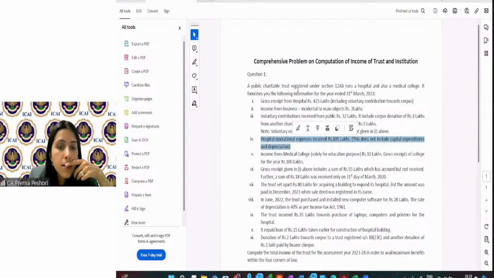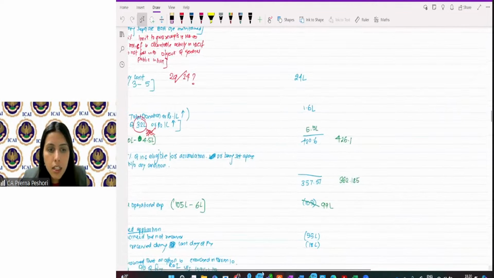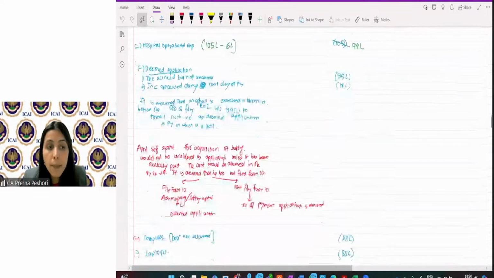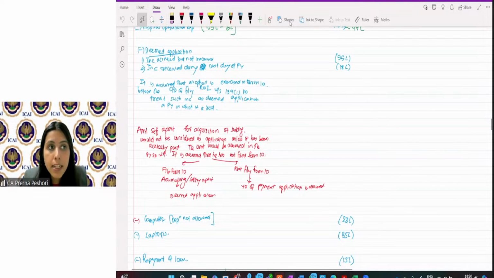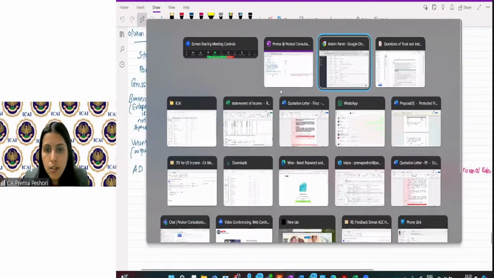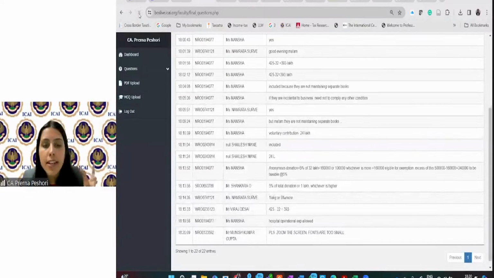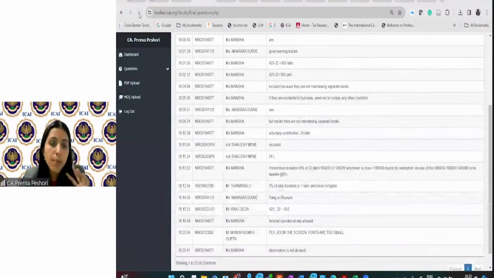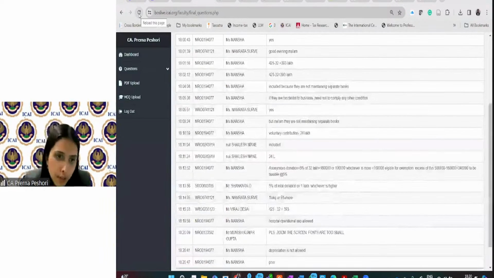Yes, Mansha, this will be considered as the application of income. Now the question arises whether you will consider this as application of income prior to calculating 15% or after calculating 15%. So whether these operational expenses are eligible for application prior to calculating 15% or after calculating 15%.